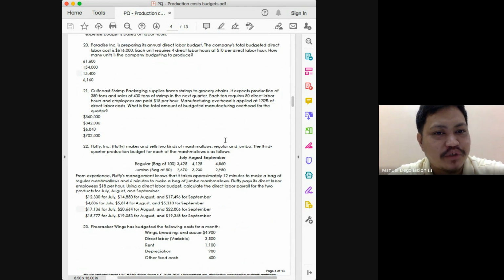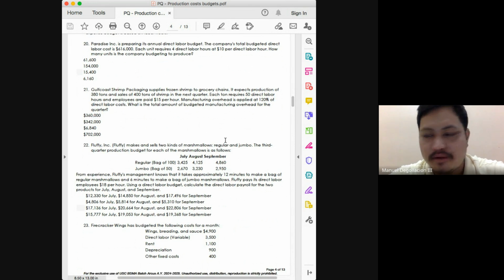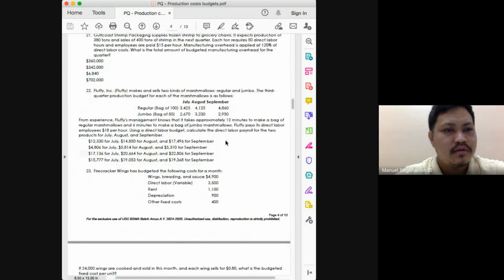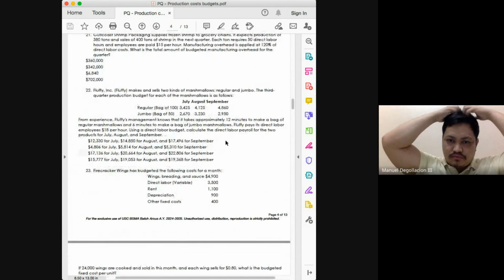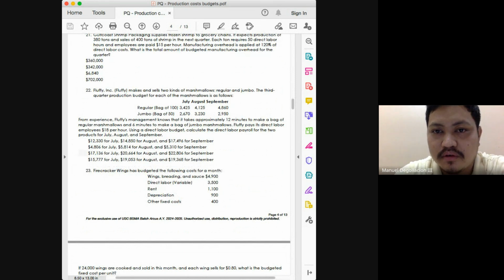I'm not sure where you would find difficulty in this problem. Hopefully, you can easily answer this. Number 22. Hopefully, this would not be a long problem to solve.